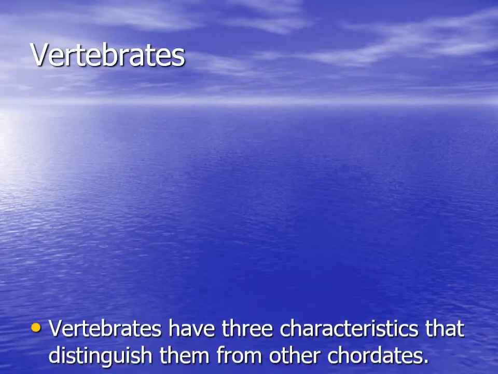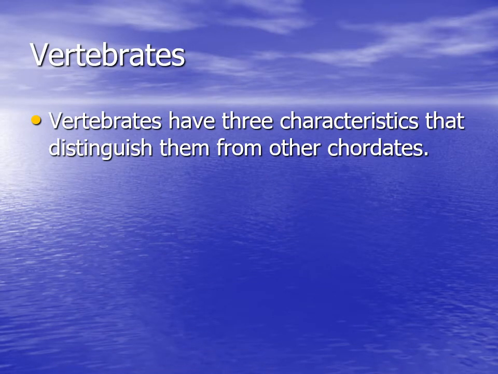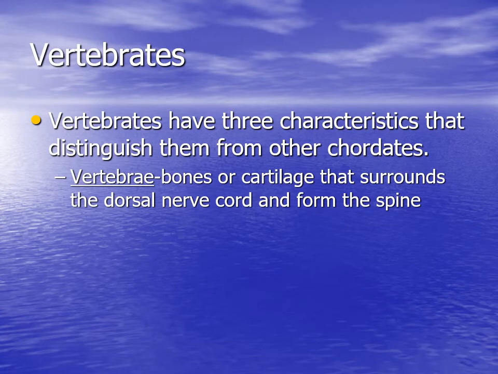So vertebrates have three characteristics that distinguish them from other chordates that have a spinal cord. The first thing that they have is vertebrae, bones or cartilage that surround the dorsal nerve cord and form the spine. So they have a backbone, just like we have a skeletal backbone. We're going to find that in all of your vertebrates.